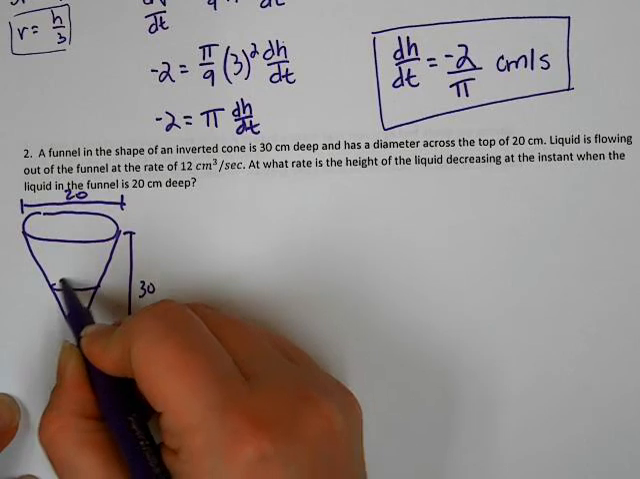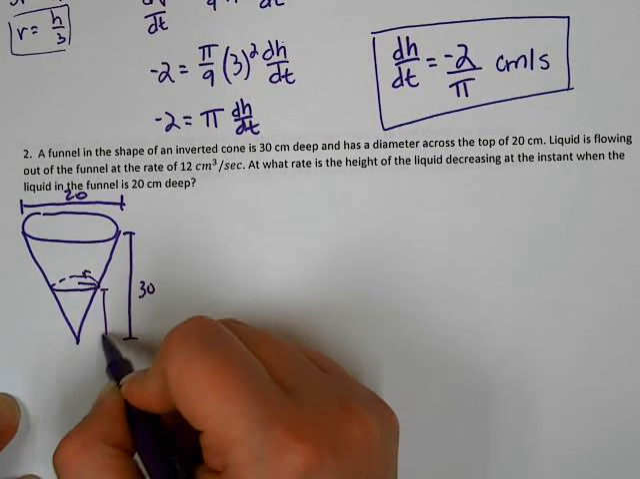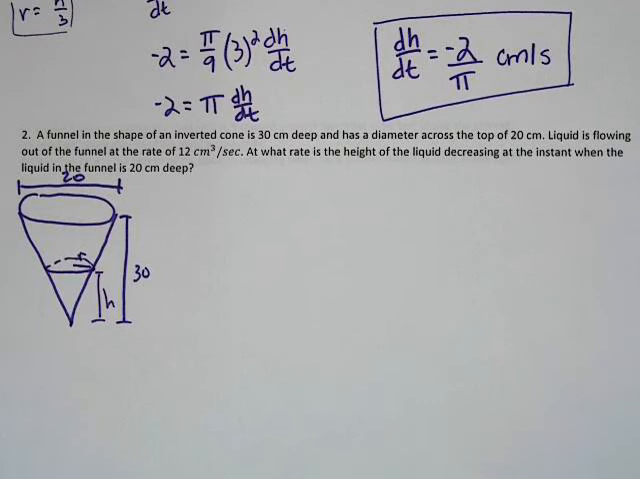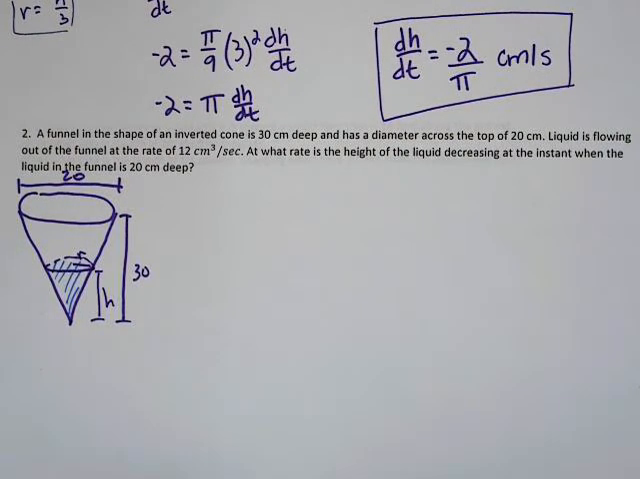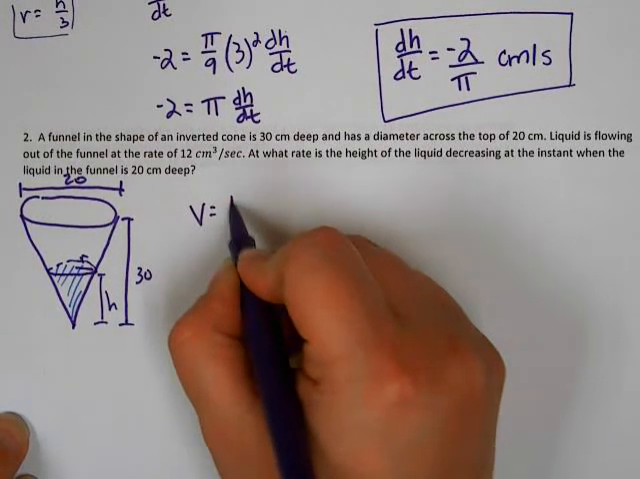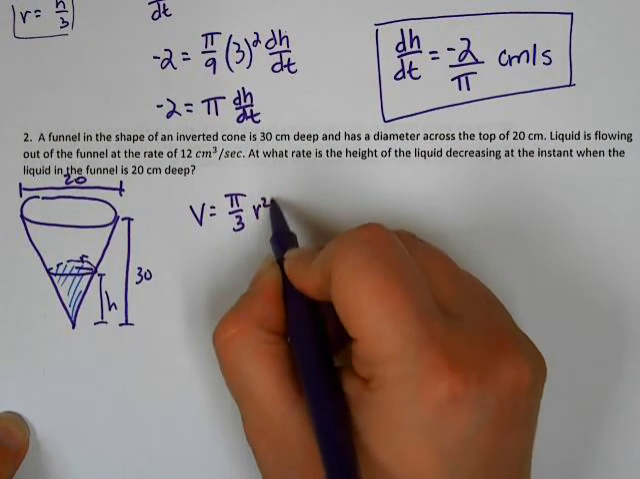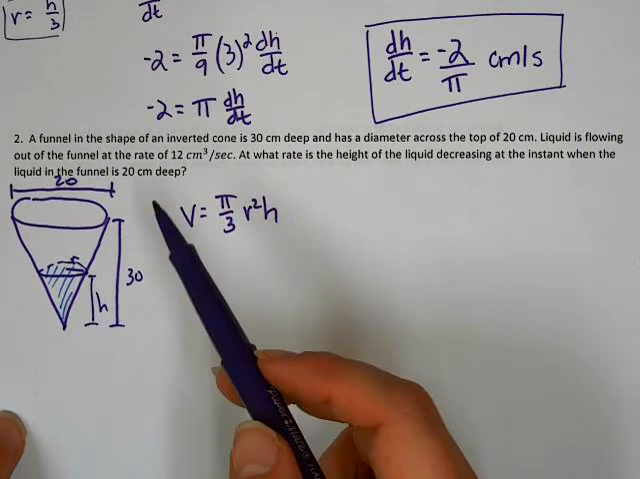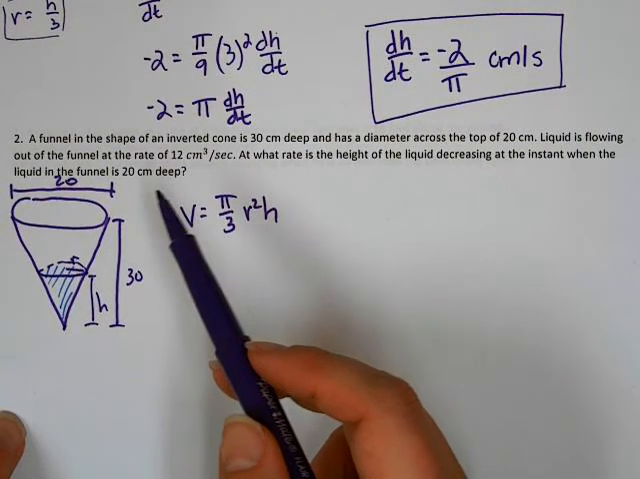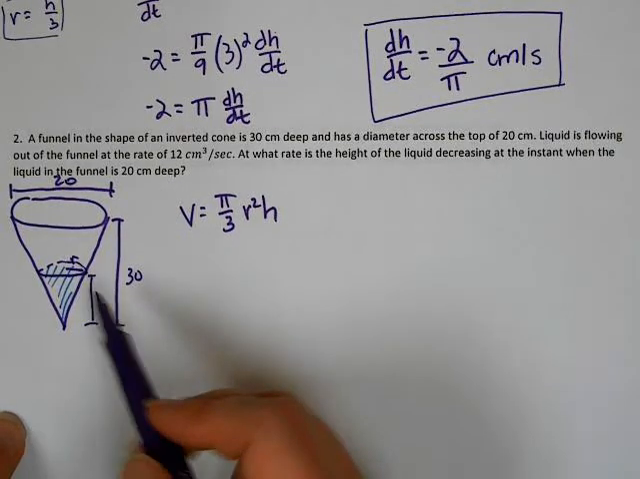We've got some water in there, and it's got this radius r and a height of h, and the water is leaking out. But here's our water right here. Okay, so the volume is pi over 3 times r squared times h. And again, I only have information about the height of the water. I don't know anything about the radius. So I'm going to have to again look at my proportions.